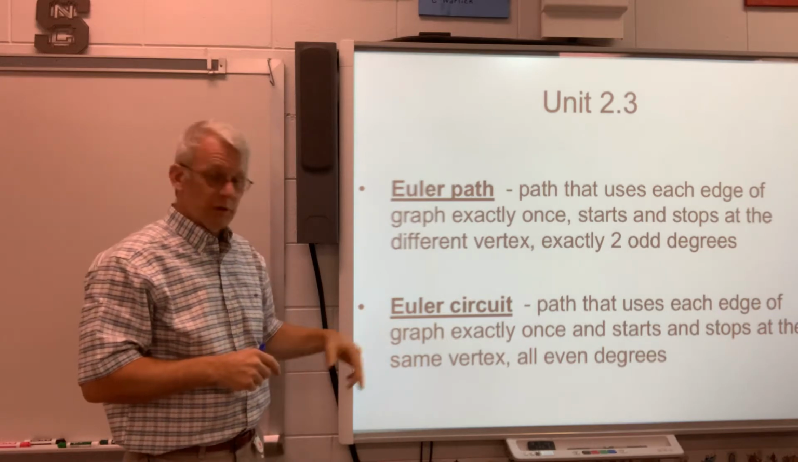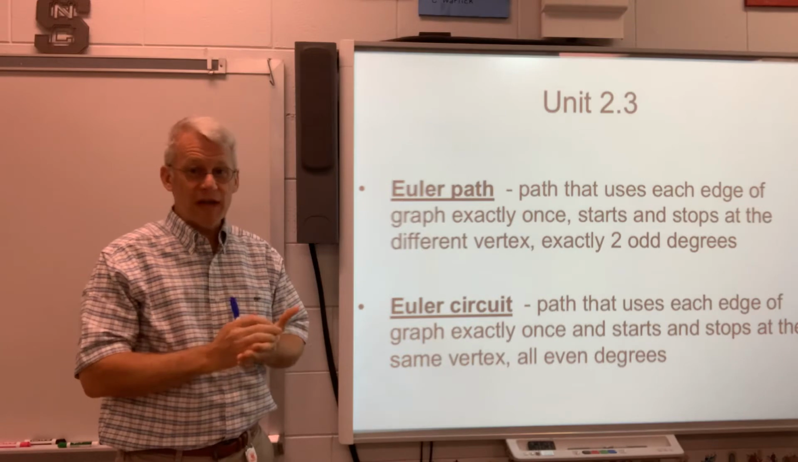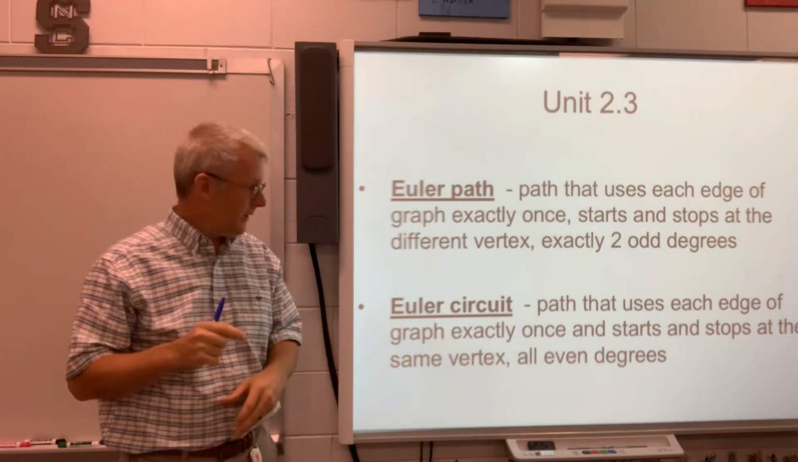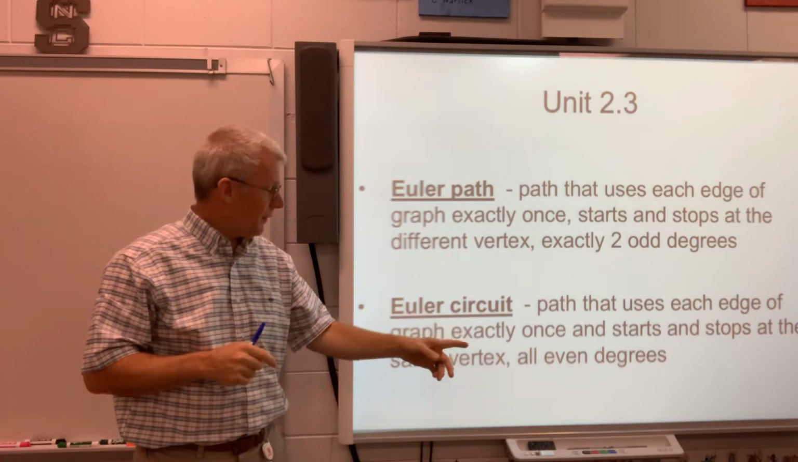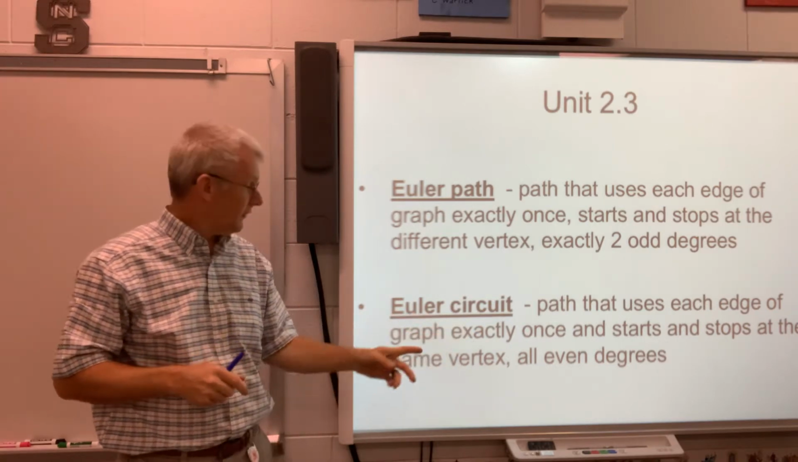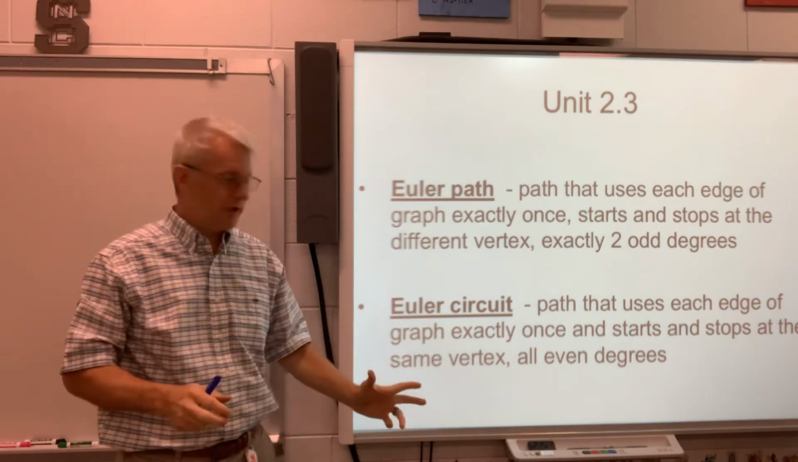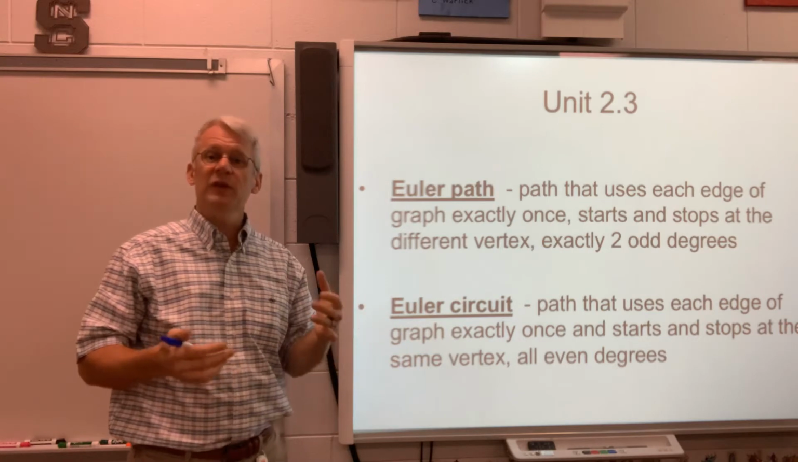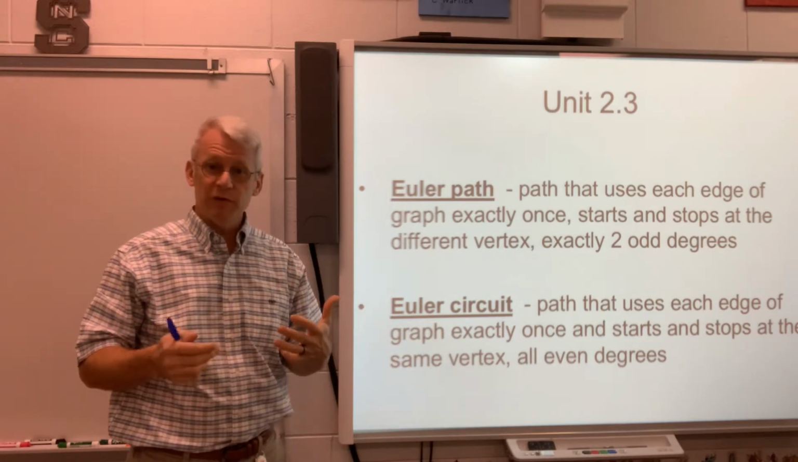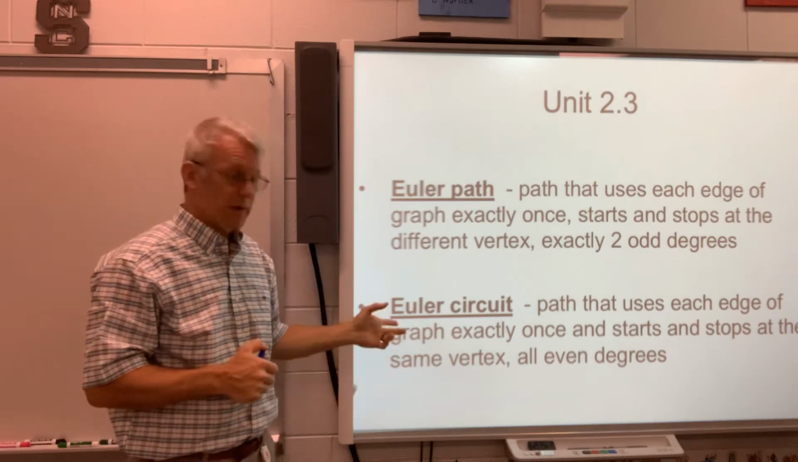An Euler circuit is similar. You go over every edge one time and one time only. You start and stop at the exact same vertex for an Euler circuit, and there are many solutions for this. The key is that if all of the vertices have an even degree, then you know for a fact it's going to be an Euler circuit.